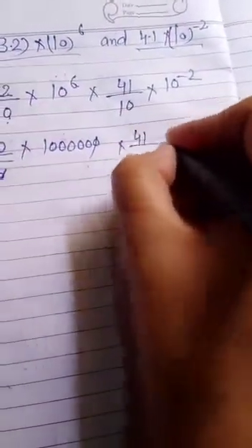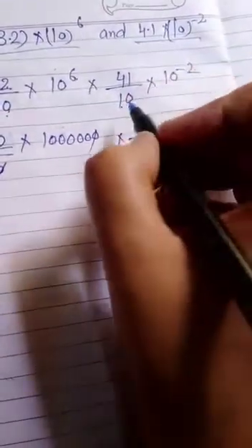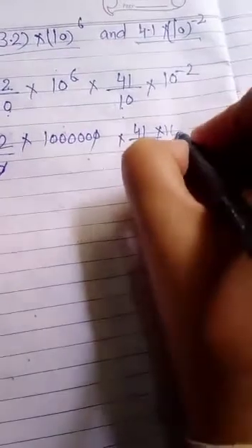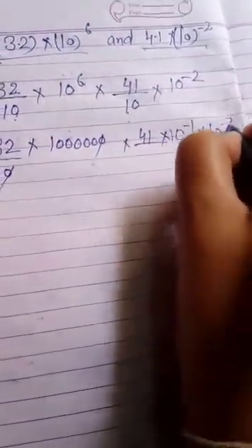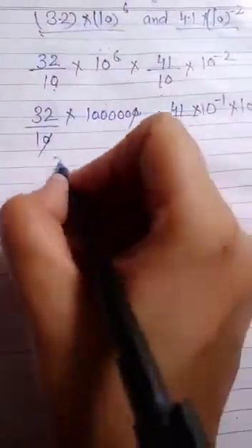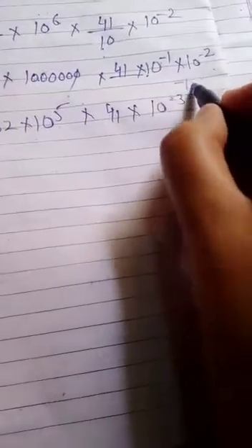Similarly, we will write 10 is positive. Now if we bring it from the denominator to the numerator, it becomes negative. So here left 32 multiply 10 raised to power 5, here 41 multiply 10 raised to power minus 3. See, if the base is same, powers will be added. So minus 1 plus minus 2 is equal to minus 3. So as I have written here, 10 raised to power minus 3.